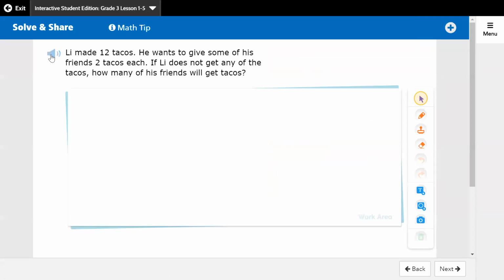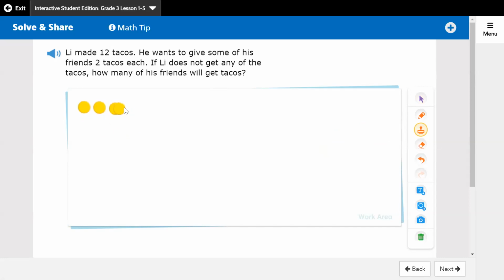All right, it says, Lee made 12 tacos. He wants to give some of his friends 2 tacos each. If Lee does not get any of the tacos, how many of his friends will get tacos? Okay, so it tells us how many tacos he has, and he says that he wants 2 tacos for each person, okay? So we're going to use our counters to go ahead and set this up. If he has 12 tacos, so let's add those now.